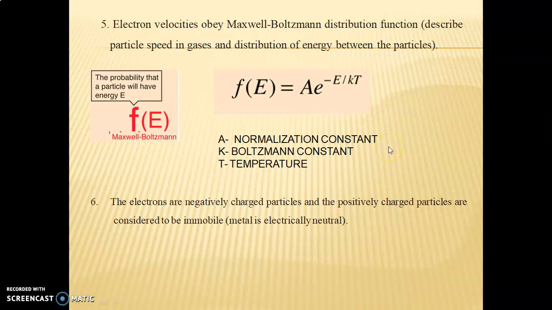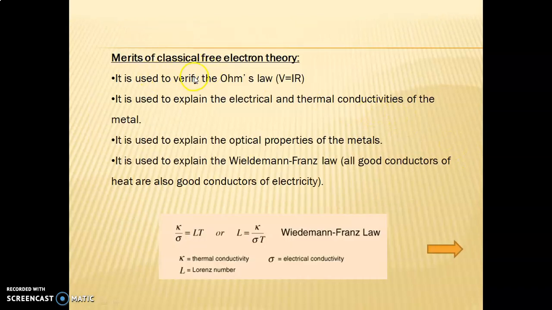This classical free electron theory has a few merits and also a few demerits. First, the merits. This theory is used to verify Ohm's law, V = IR: the voltage drop across the metal equals the current flowing in the metal times the resistance. It is used to explain electrical conductivity and thermal conductivity of metal, and the optical properties of metal.